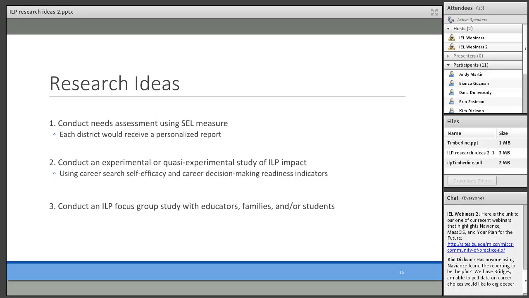We can also do the focus groups and summarize that, and you'll see that in the PowerPoint as well.